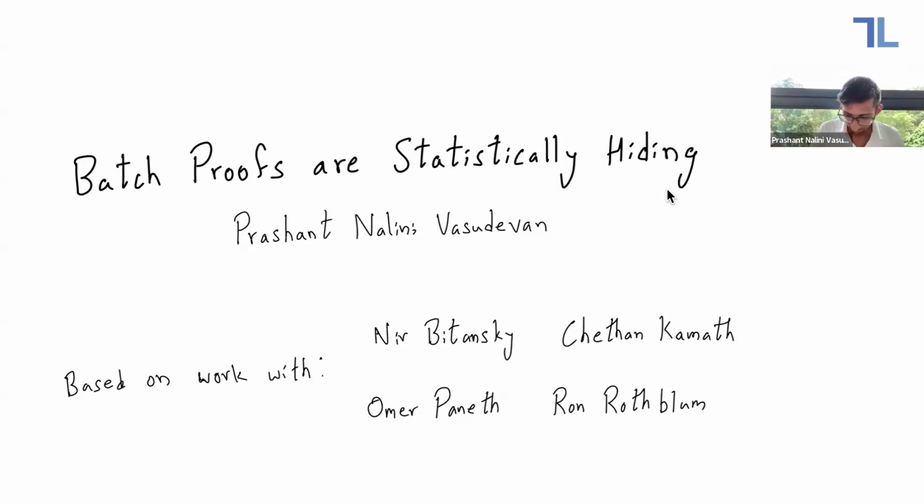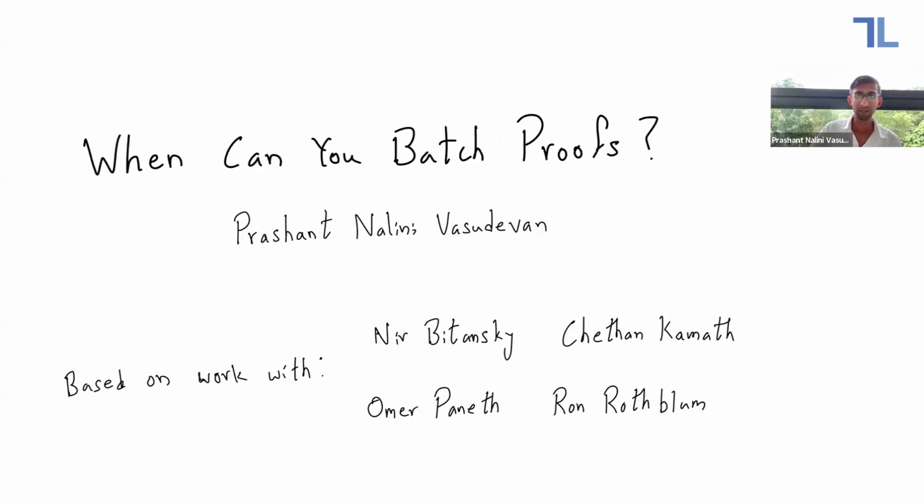There are a couple of different perspectives one can take on the results in the paper. The one I'm going to take today is perhaps better stated as an attempt to answer this question: when can you batch proofs? So what do I mean by batching proofs?